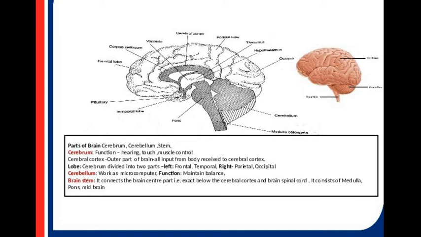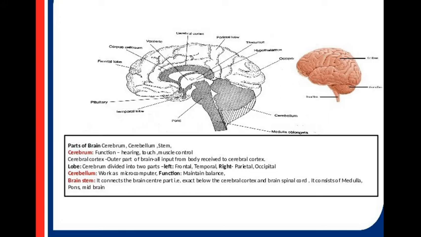These are the different parts of the brain, but now we are going to focus on the three major parts: cerebrum, cerebellum and brainstem. The function of the cerebrum is based on hearing, touch, and muscle control. Basically, the function of the cerebrum is to collect whatever output comes from the body and give it to the cerebral cortex. Now, this cerebrum is divided into two parts, right side and left side.